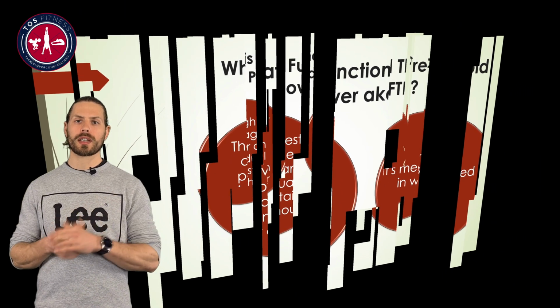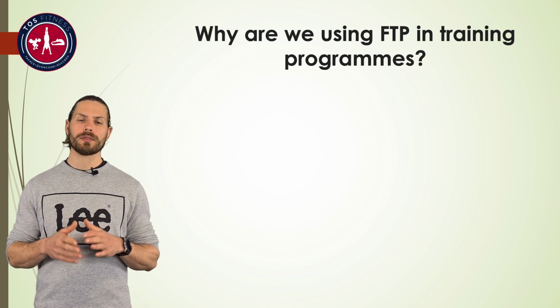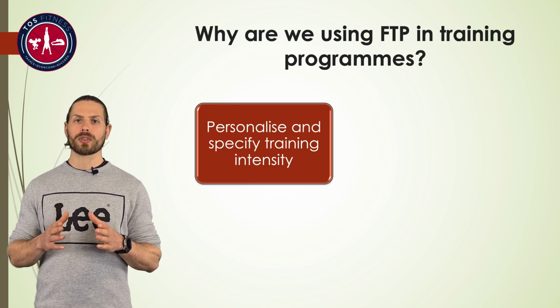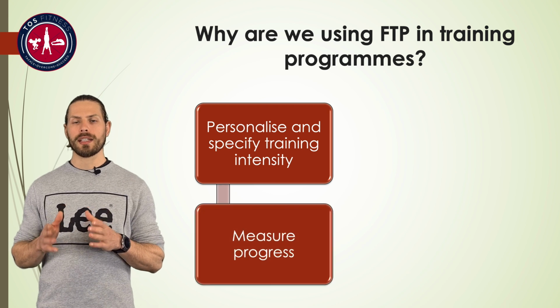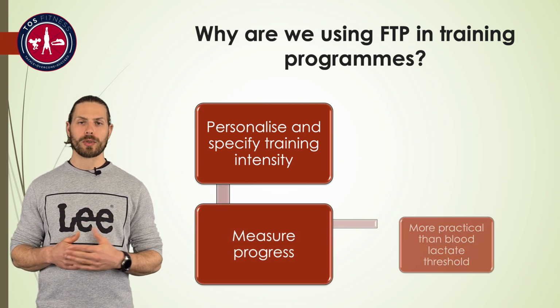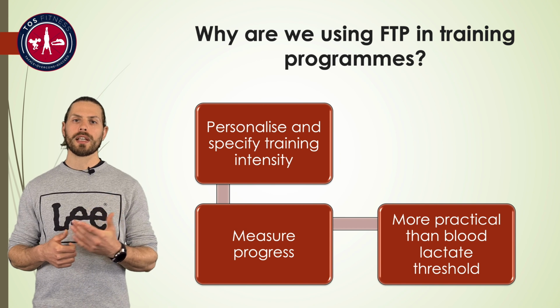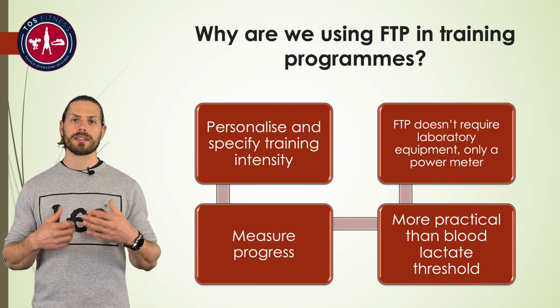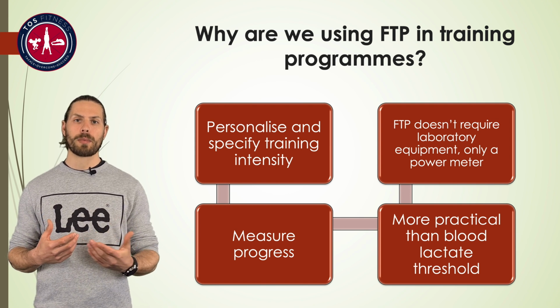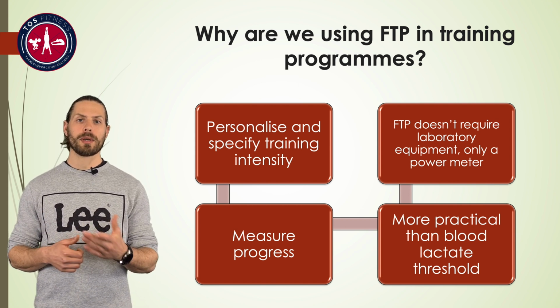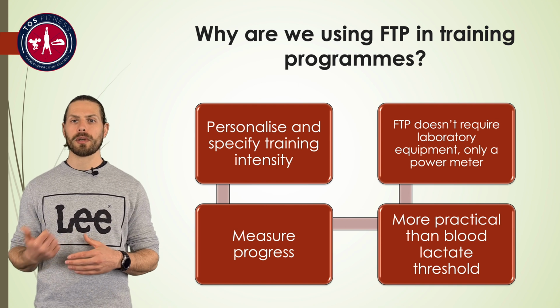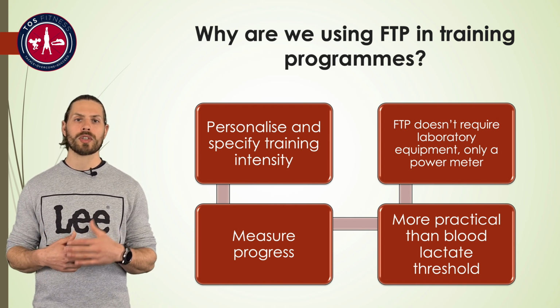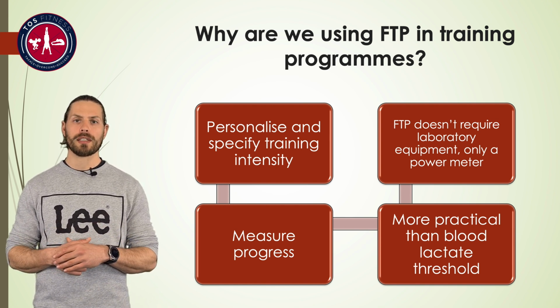So why are we using FTP in program design? Using functional threshold power gives us the opportunity to personalize and specify intensities, which makes training a lot more efficient. Besides that, training with FTP values doesn't require a laboratory environment. All you need is some sort of equipment which has a power meter built in. That can be a bicycle fitted with a power meter, it can be a watt bike, a rowing machine, a ski erg, anything which has a power meter built in.